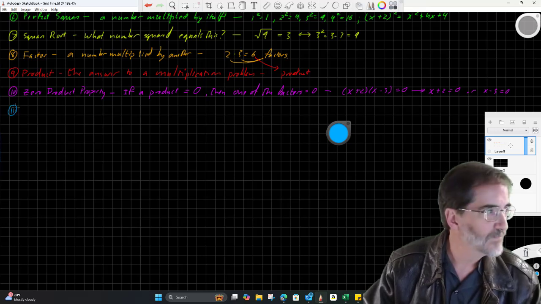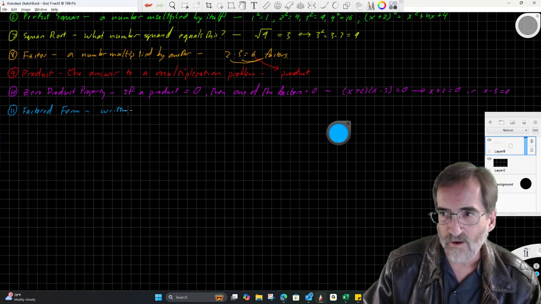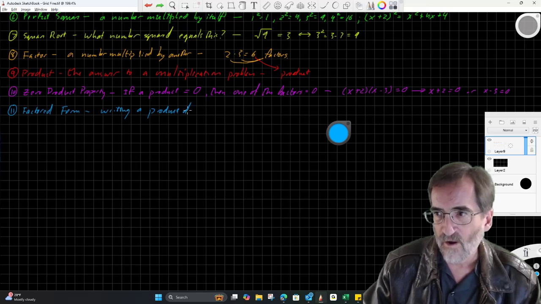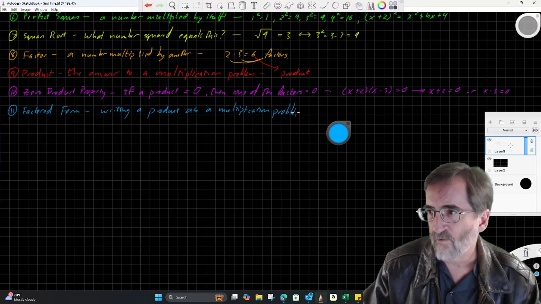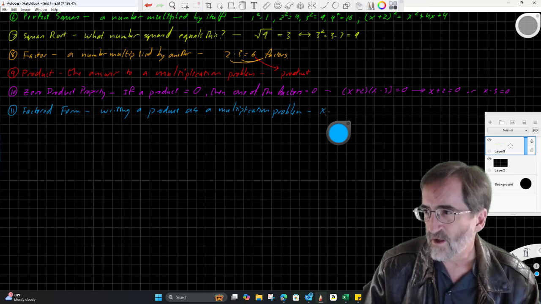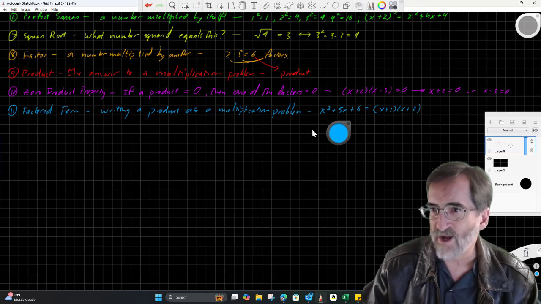11. Factored form. Writing a product as a multiplication problem. x squared plus 5x plus 6 can be factored to x plus 3 times x plus 2. That's factored form.